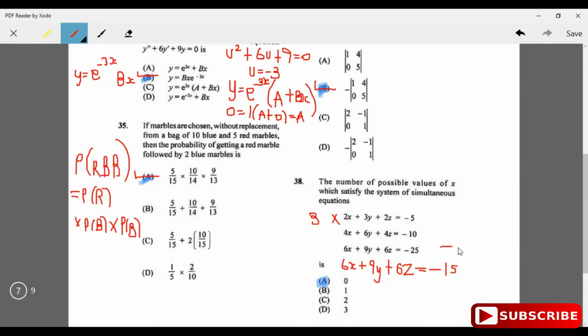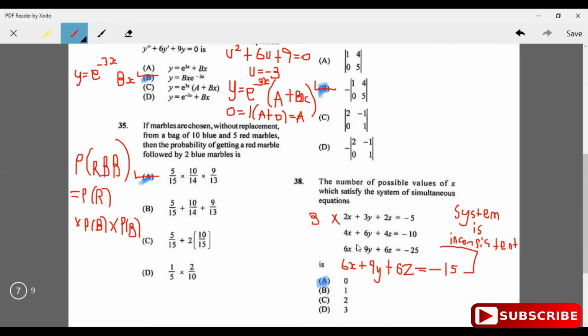So the system is inconsistent. From this result, we can see that the system is inconsistent. And what do we know about inconsistent systems? They have no solution. The system is inconsistent, and so it has no solution.